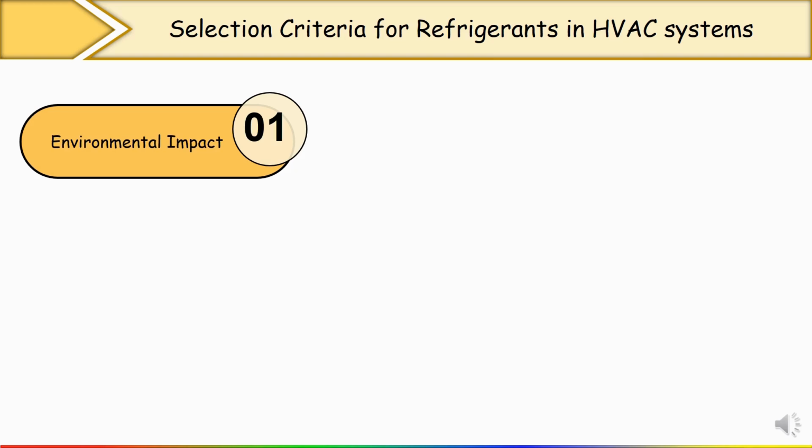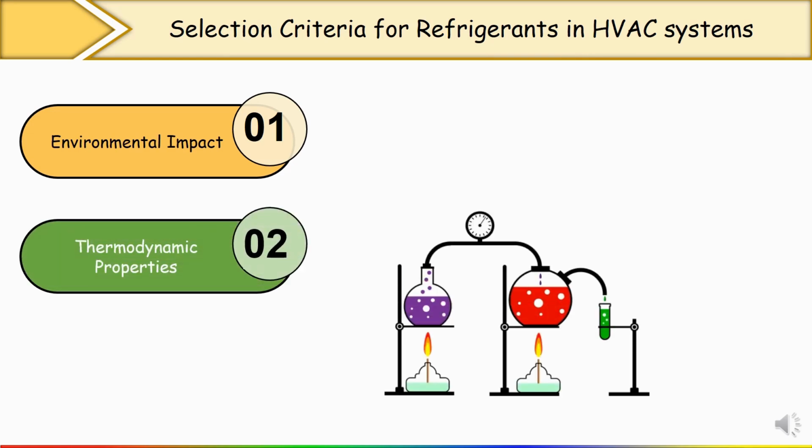The second key point is thermodynamic properties. The refrigerant should provide sufficient cooling capacity for the intended application. So you have to select a refrigerant that allows high energy efficiency in the HVAC system, resulting in lower operating cost and energy consumption. You also have to consider the refrigerant's boiling point and critical temperature, which influence its performance under varying operating conditions.